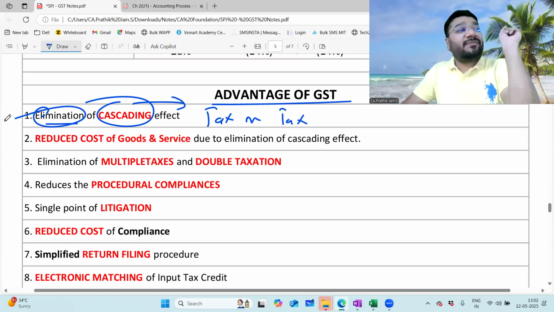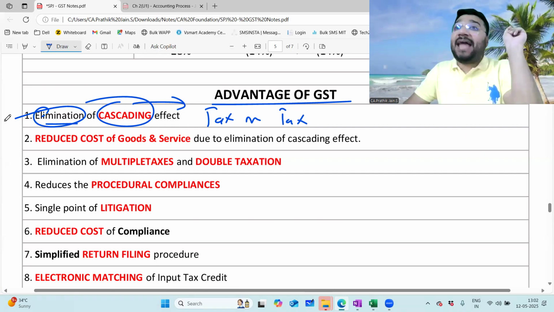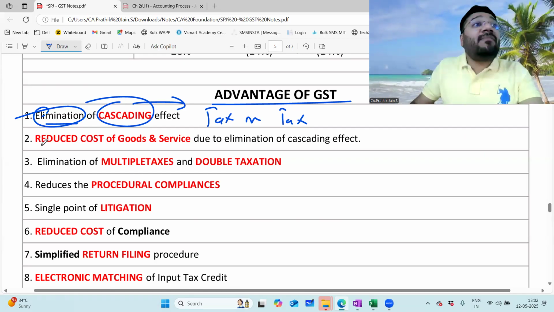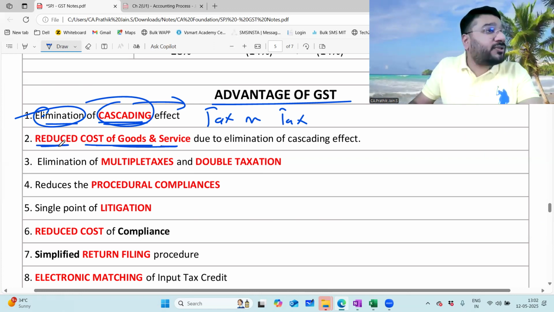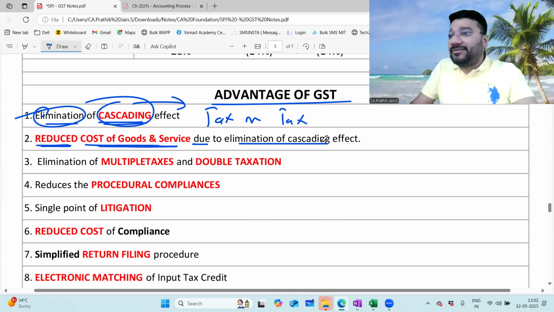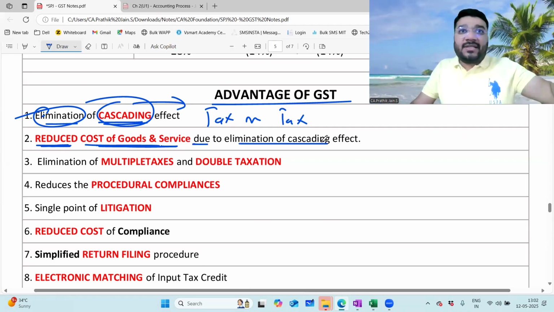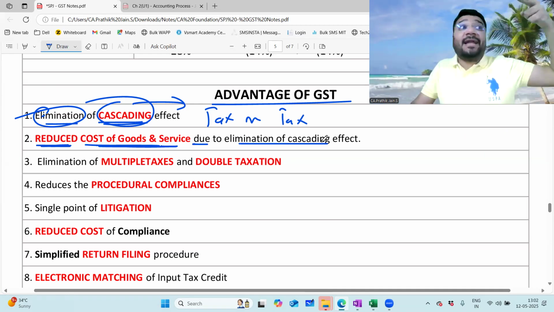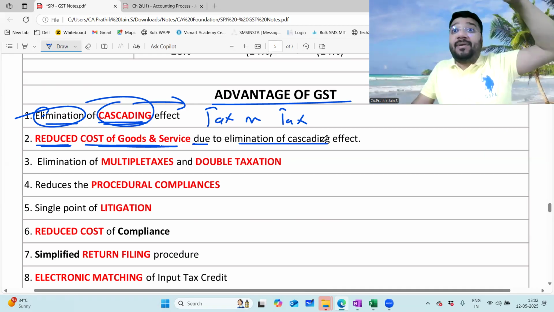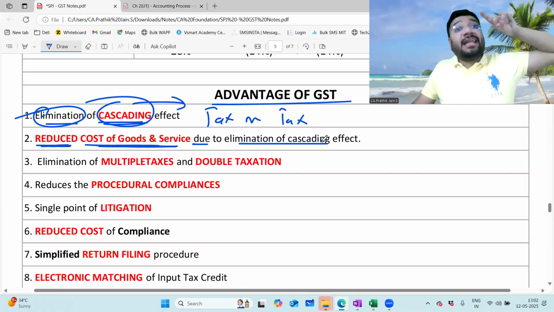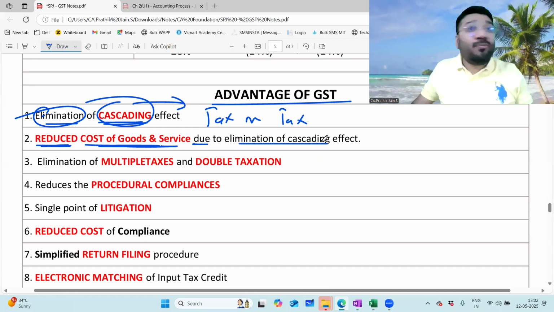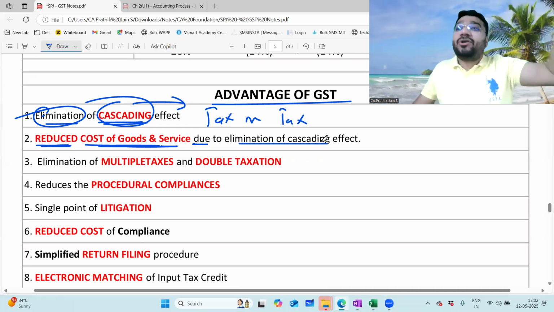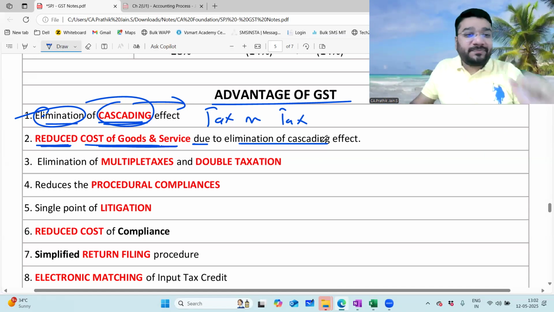This was there where? In the previous tax regime. Second, because of eliminating cascading effect, the cost of the goods and services got reduced. Reduced cost of goods and services due to elimination of the cascading effect. One, tax on tax is helping us to reduce the cost. Second, because of this input being available on the initial cost of 1 lakh, an initial profit margin of manufacturer, on that again tax is not coming. So because of both the reasons, my overall cost of the product has come down.